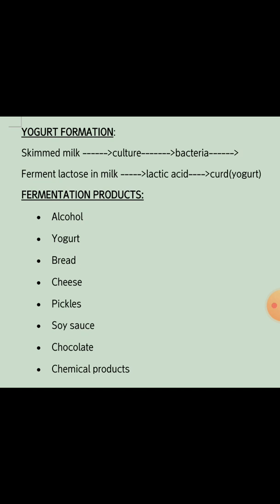Bread. Wheat dough is fermented to make bread. When yeast is added to the wheat dough, it is fermented to make bread. Cheese is formed when bacteria convert the lactose into lactic acid, then milk is converted into cheese. Pickles are usually formed from the fermentation of fruits and vegetables. Soy sauce is usually formed by the fermentation of soybeans. Chocolate is formed by the fermentation of cacao beans. Chemical products are formed through the fermentation process.